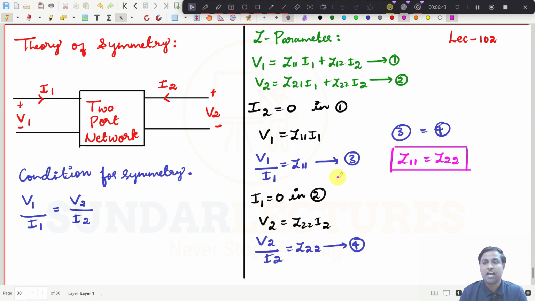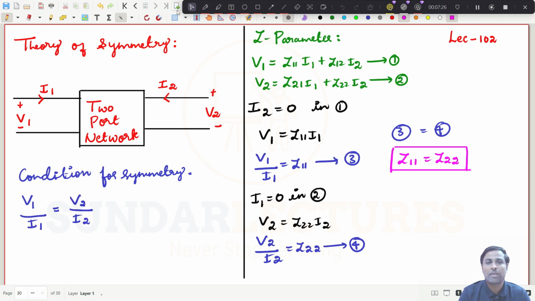What is the condition? If you want to say this two port network is symmetric, find the Z parameters Z11, Z22. If you see that the value of Z11 equals Z22, then you can conclude this two port network is symmetric, which means the port 1 impedance, that is V1 by I1, is equal to the port 2 impedance. V1 by I1 is the source, V2 by I2 is the load. Simply you can say that. So this is the condition, and we will go for the next one right now.